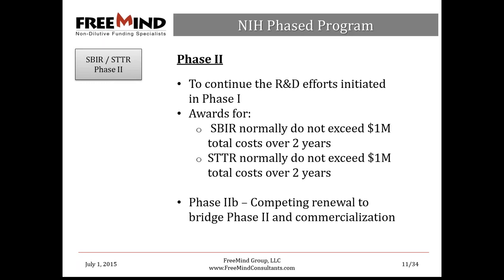A phase 2B, or a competing renewal, is something interesting. Basically, after receiving a phase 2 and carrying it out successfully, you can apply for another phase 2 when relevant. It's called a phase 2B, and that is basically meant to bridge whatever you carried out in the phase 2 and commercialization. When that's relevant, you have to submit a new application, and it's reviewed, and it's the whole process all over again. But it is important to know that sometimes it is possible to receive an additional phase 2.